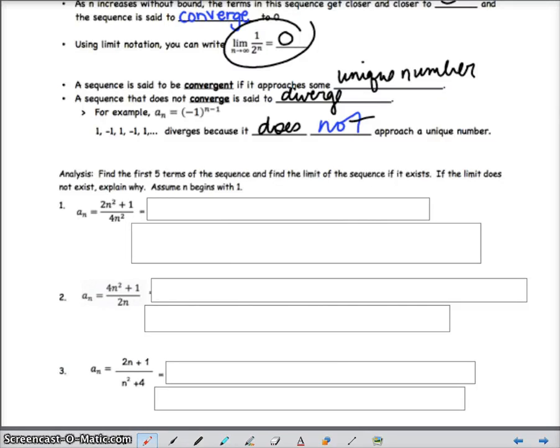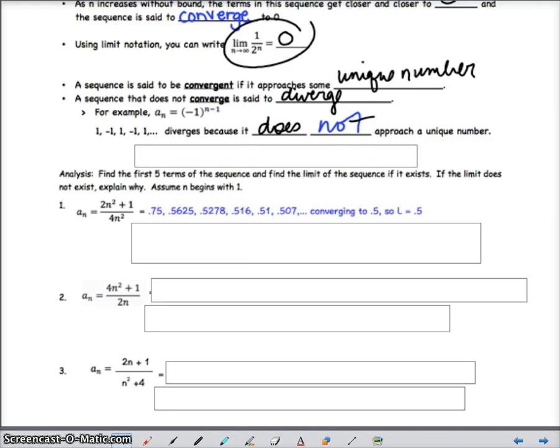Right, so let's check your analysis and see how you did on these limits. For number 1, the first 5 terms are given by 0.75, 0.5625, 0.5278, 0.516, 0.51, 0.507. So remember, this is where n equals 1, 2, 3, 4, 5, 6. And I can see, since I plugged in 2, all the following integers, it looks like my limit, or the sequence, is converging to 0.5. So we would say that the limit is equal to 0.5.